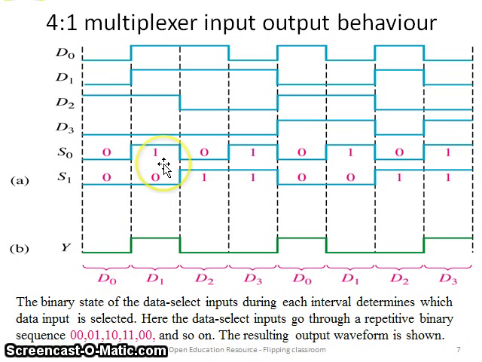When the select status is 0-1, D1 is the output, which is available in the second T state. For the third, the 1-0 combination, D2, so a low state is available on the output. For 1-1, D3, which is again low, is available on the output. This continues.